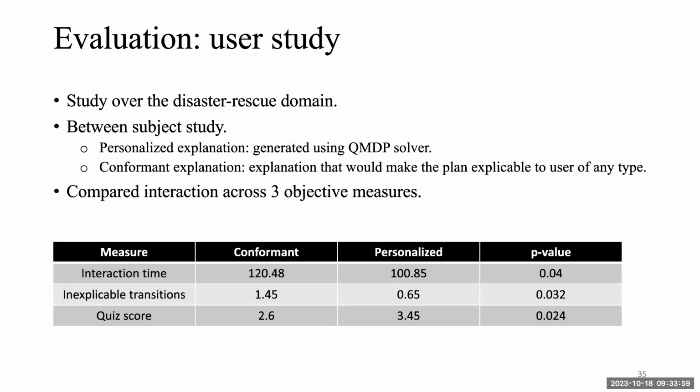So it was a between subject study where we compared the interaction when using this or this across 3 objective measures. One was the total interaction time. One was the total number of inexplicable transitions at the end of the interaction. And one was a quiz score, where we basically quizzed the user and asked them if they remembered the updated model parameters. Given that, we found that personalized explanations outperformed conformant explanations, and the values were statistically significant.